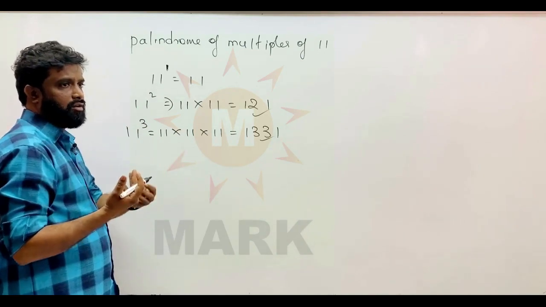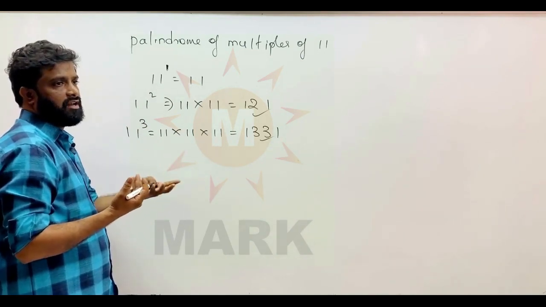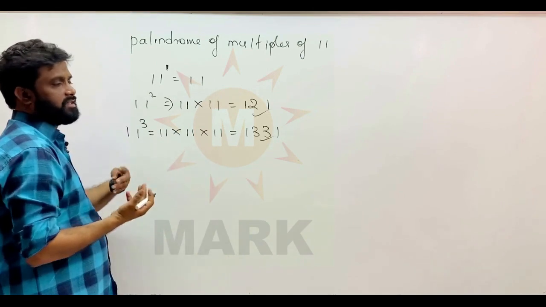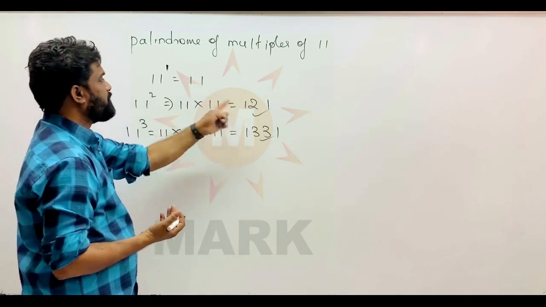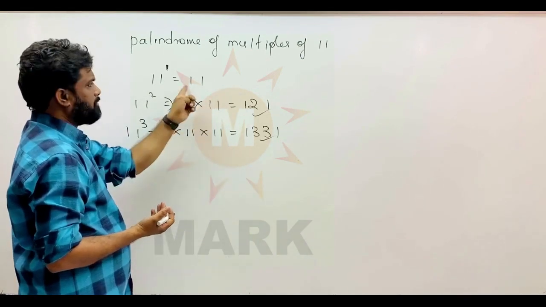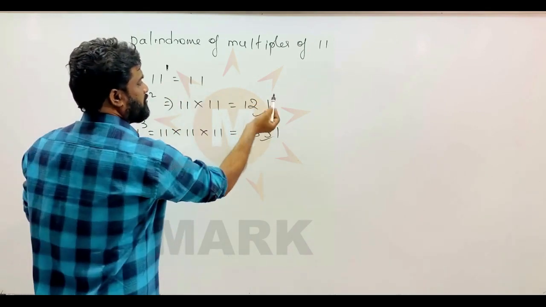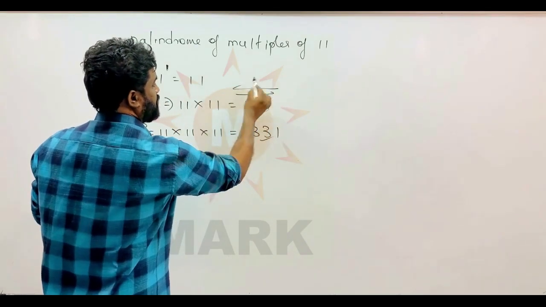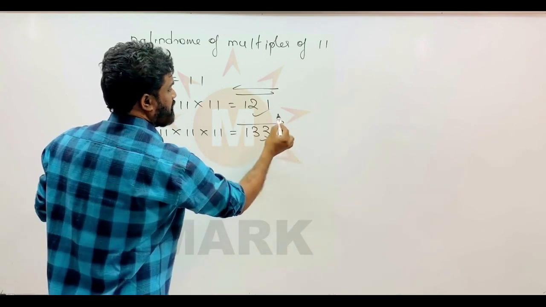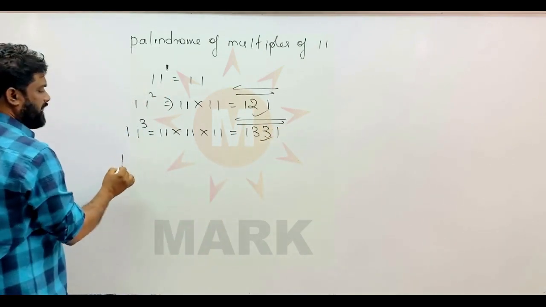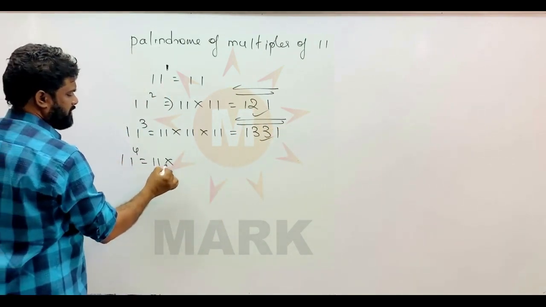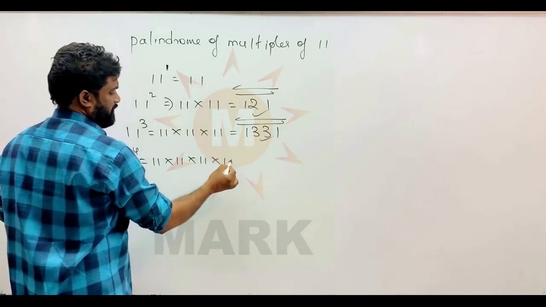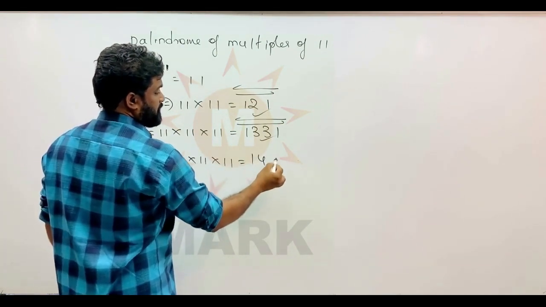Just like in English we have words like madam and level, the spelling is the same on both sides. Numbers also: 11 itself is a palindrome number, 1, 1 and 1, 1. 121 is also a palindrome number, 1, 2, 1 and 1, 2, 1. 1331 is a palindrome number, like this and like this. Similarly, 11 power 4, that means 11 into 11 into 11 into 11, is nothing but 14641.